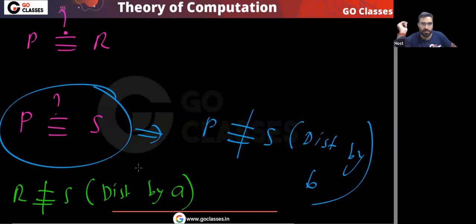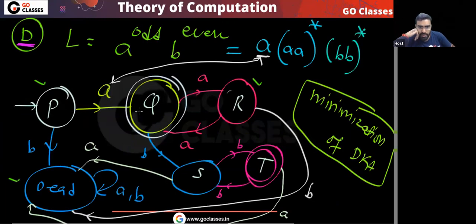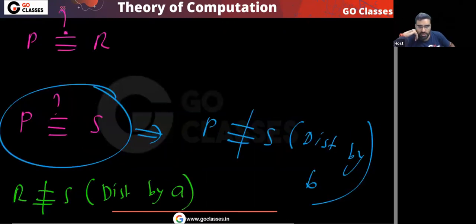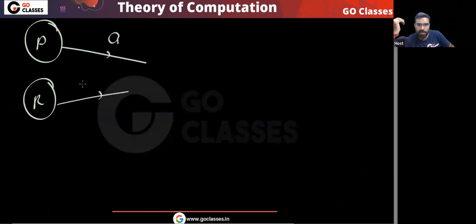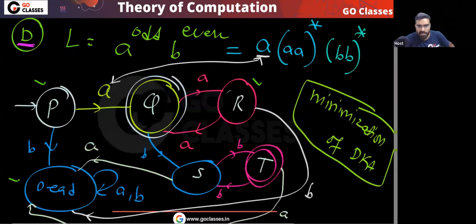Now let's compare P comma R. That can be interesting. So where are they going? You can notice here on symbol A, P comma R both are going to Q. See, this state P, this state R, on symbol A, where are they going? These two friends, P comma R, they meet. On symbol A, they are meeting in state Q.